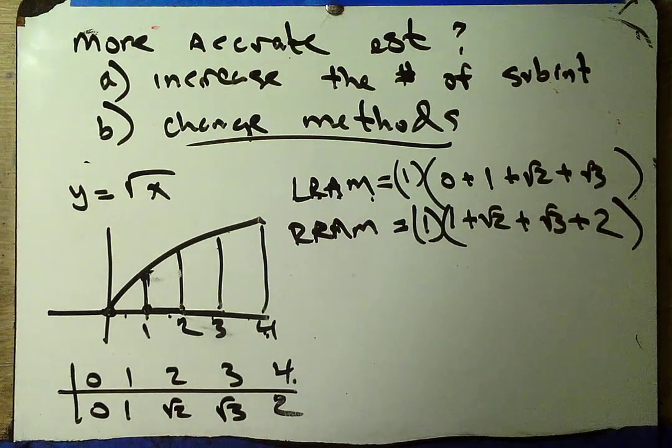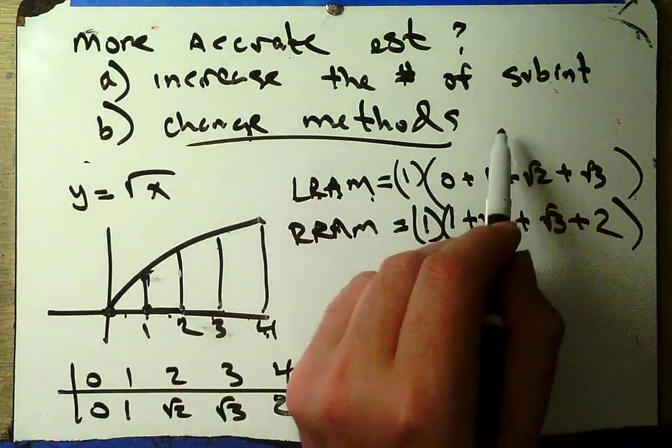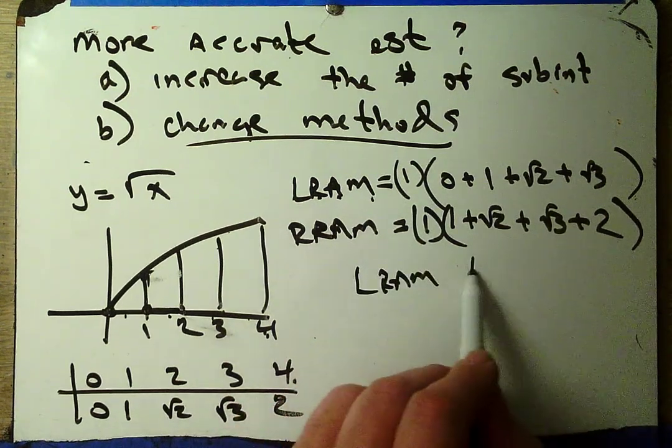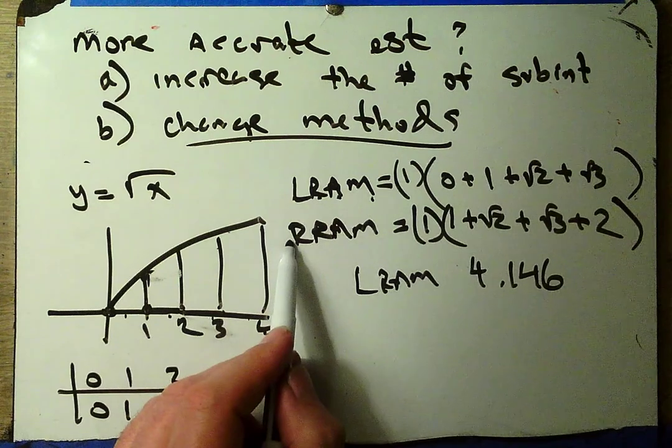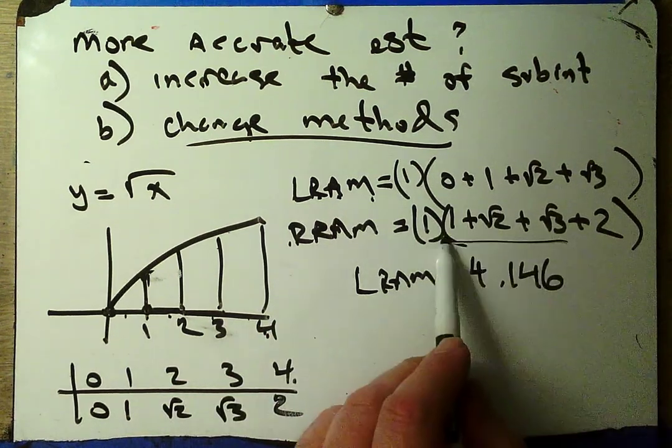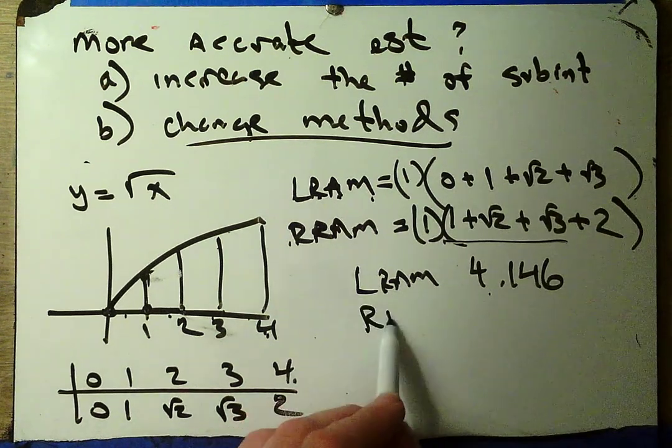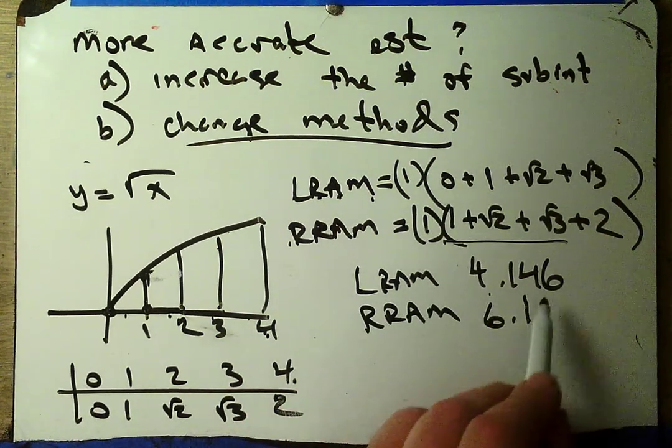Okay, so what do we get? Well, I add up 1 plus the square root of 2 plus the square root of 3. Make sure I'm typing this into the calculator properly. Okay, 1 plus square root of 2 plus square root of 3 plus 0 is going to be LRAM, 4.146. And RRAM, well, it's going to be adding up these numbers. I already added those to get this, plus 2. RRAM in this problem turns out to be 6.146.